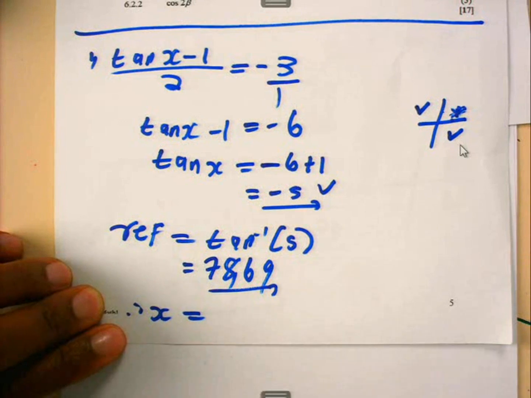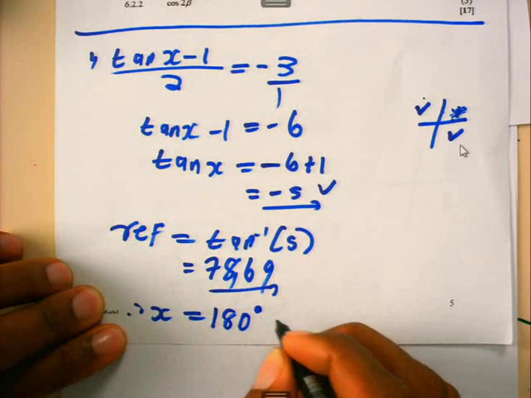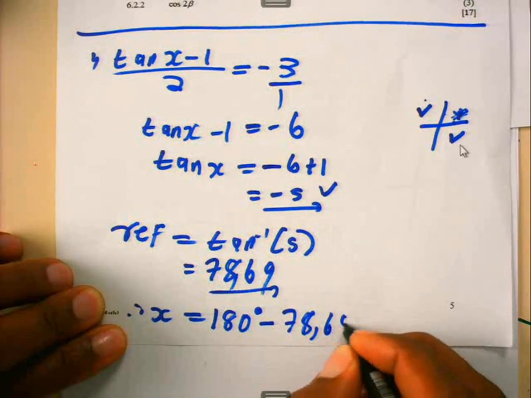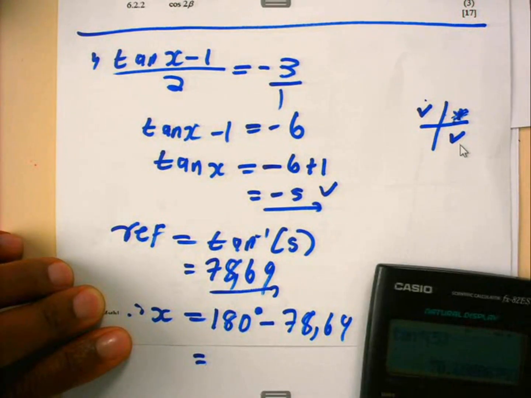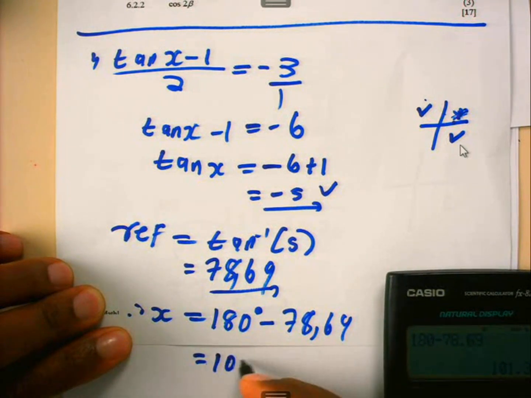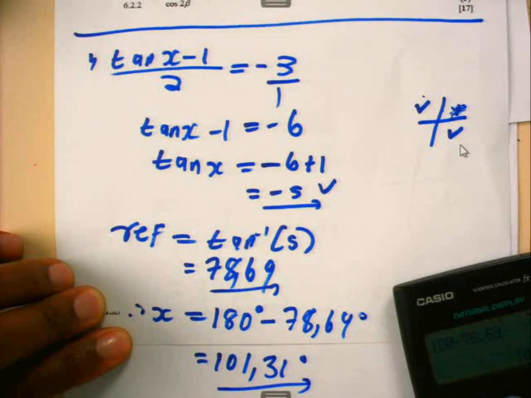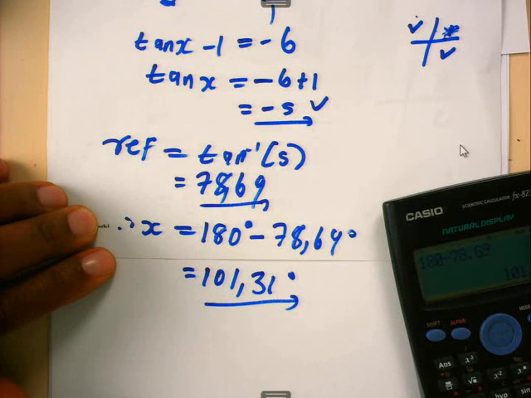Of course, what I must do now is to say, okay, in the second quadrant, we have 180 degrees minus the reference angle there, which is 78,69, right? Now when I solve this one, 180 degrees minus 78,69, then what is the answer there? Of course, the answer will be 101,31 degrees, right?